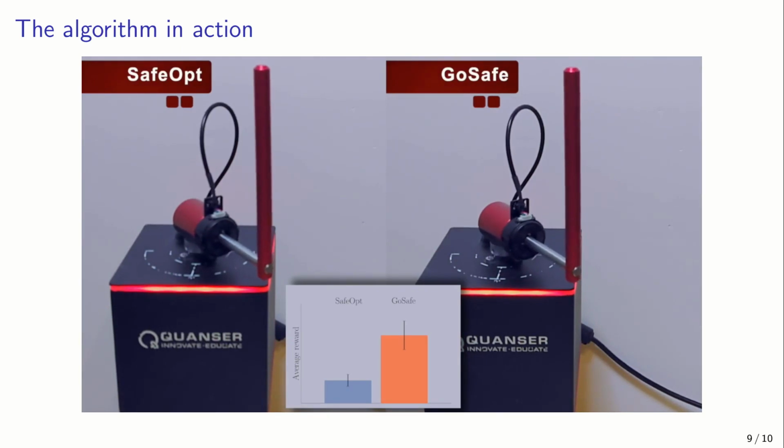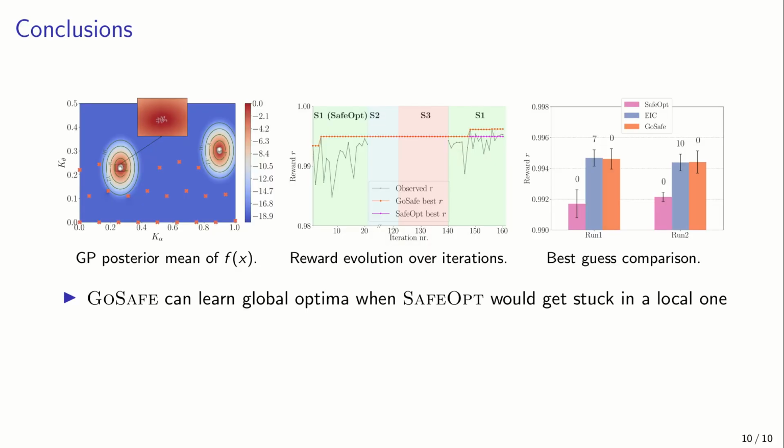If we now directly compare the outcomes of SAFEOPT and GoSafe, we can see that the GoSafe policy yields a more steady behavior, while SAFEOPT is way more shaky. And also the reward of GoSafe is higher than that of SAFEOPT. So in conclusion, we have seen that GoSafe can learn global optima in situations where SAFEOPT would be stuck in a local one.